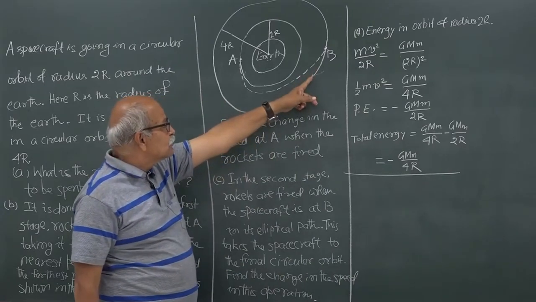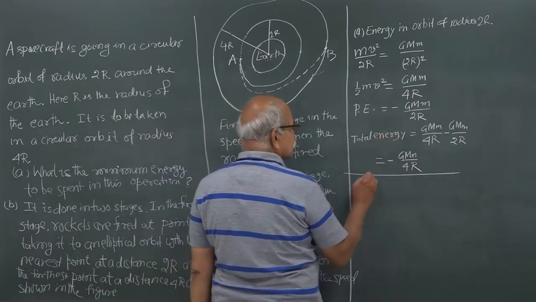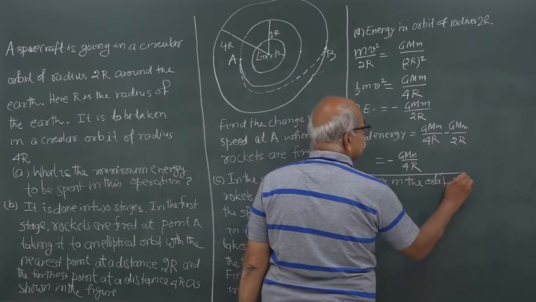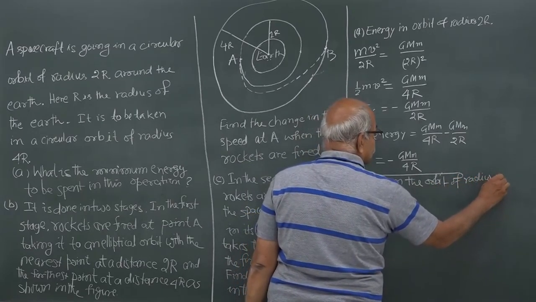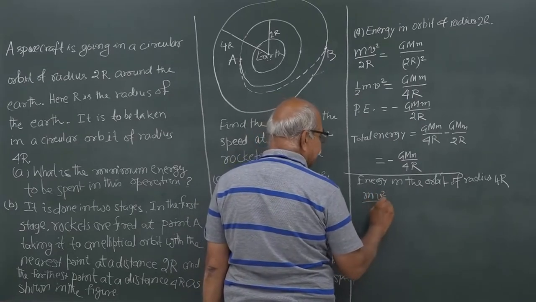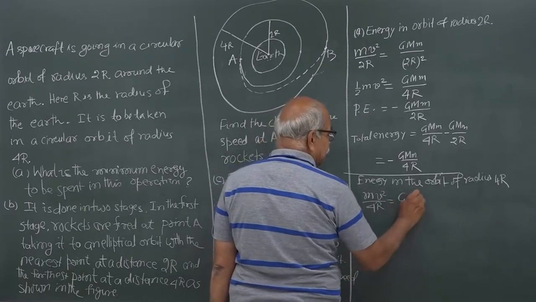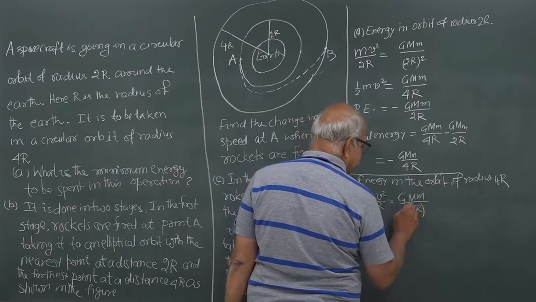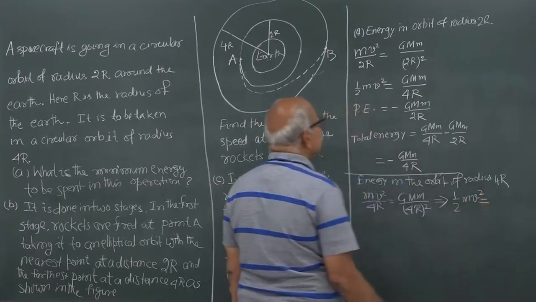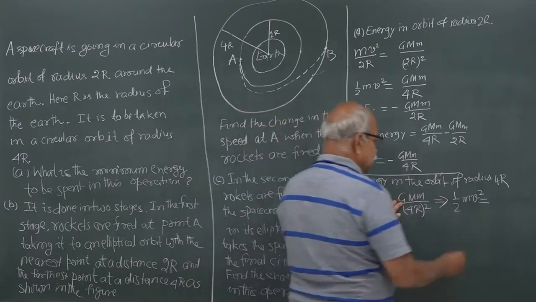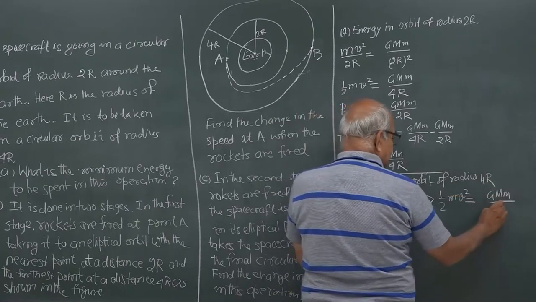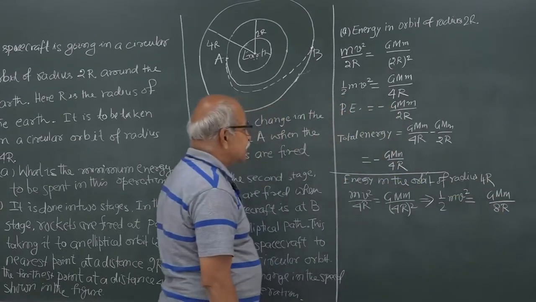Then the energy when this goes to the second orbit, this circular orbit. So that energy in the orbit of radius 4R, in a similar fashion, you can write m V square divided by 4R is equal to G M m divided by 4R square, and that gives me half m V square is equal to, 2R will go on that side, G M m, and here it should have been 16R square, but 2R is here, so 8 times R. That is the kinetic energy.